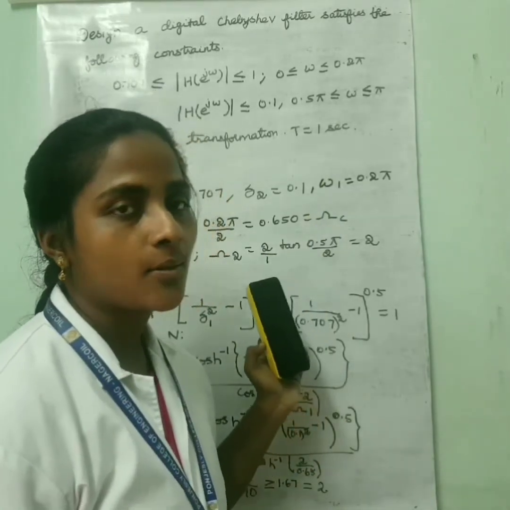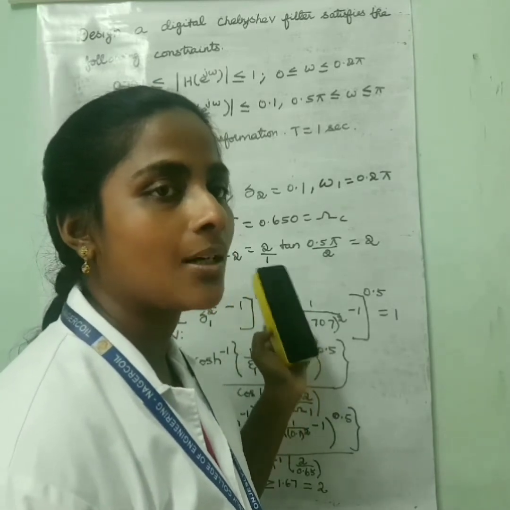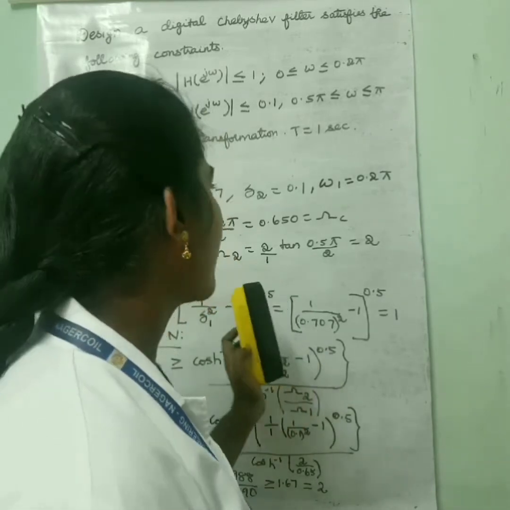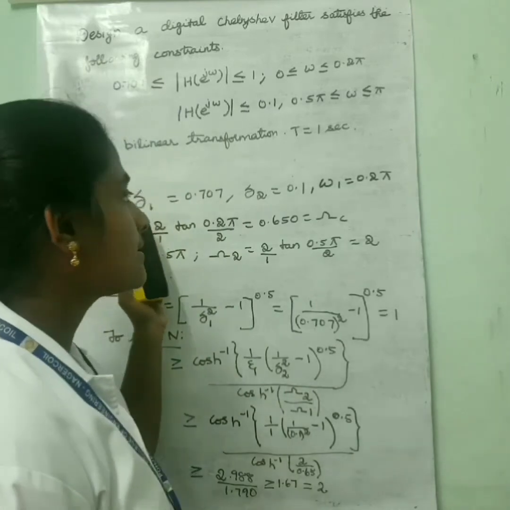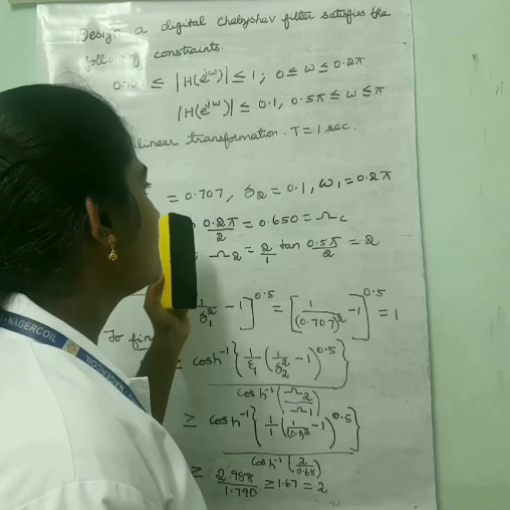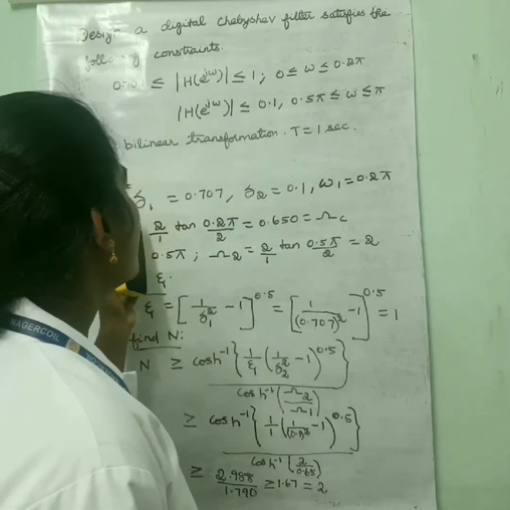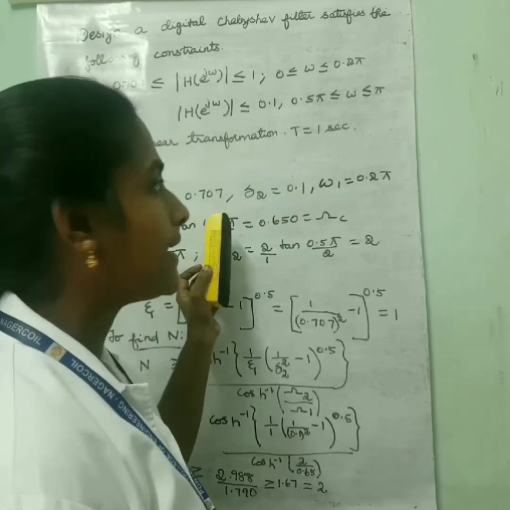For these questions, first we have to write the given data. What is given in the question? We have to write that first. Comparing the design specification of the Chebyshev filter with this question, we get del 1 is equal to 0.707.